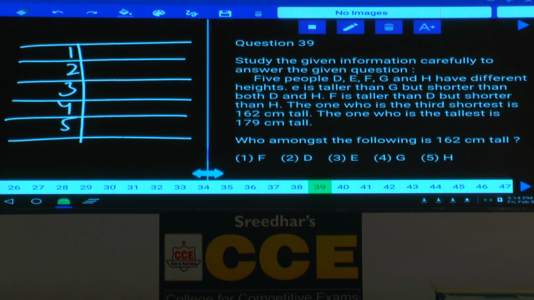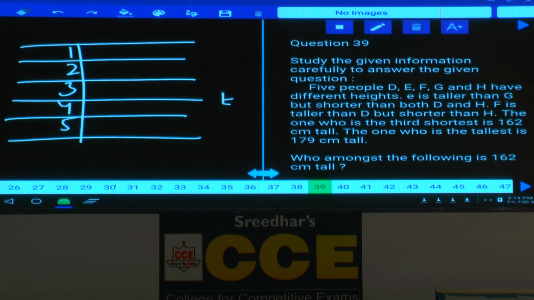Then condition number 1, E is taller than G but shorter than both D and H. E is taller than whom? E is taller than G but is shorter than both these two people, D and H. And F is taller than D. Now coming to this one, F is taller than whom? F is taller than D but shorter than H. Hence between D and H, we need to have F, isn't it? Hence H is here, and the next one is F, and the next is D, and after this D there are 2 more persons, that is E and G.